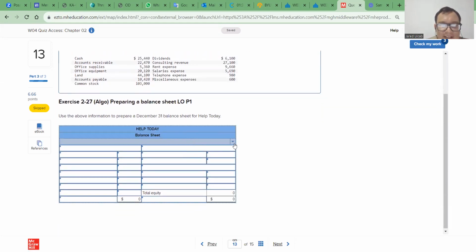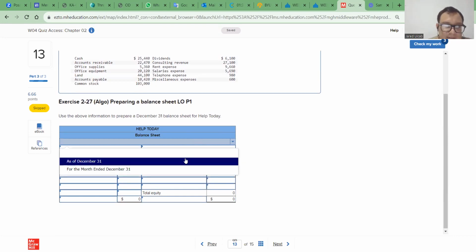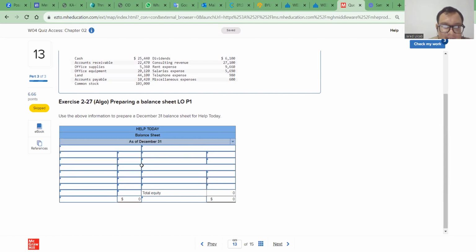And finally, we have the balance sheet. In this case, the balance sheet is a point in time. So we have to say the date, the 1st of December, and this statement reports all the assets, the liabilities, and the equity, reminding us of the accounting equation. So let's start with the assets.